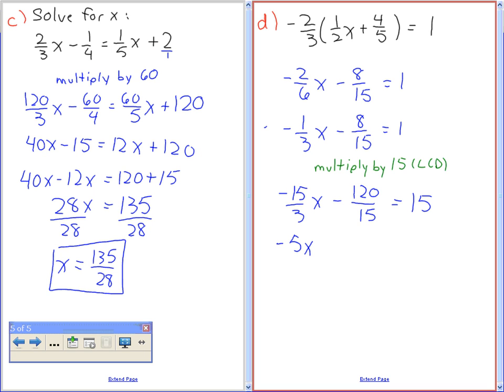So always for this, you just want to remember what we're trying to do here. We're trying to get rid of the denominator, right? On the right hand side, yeah. Okay, so this is going to change it to -5x equals 23.